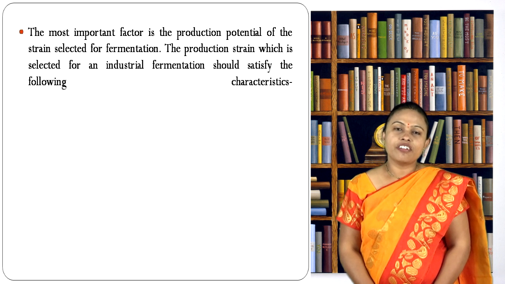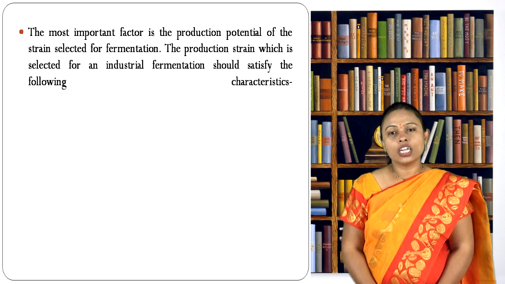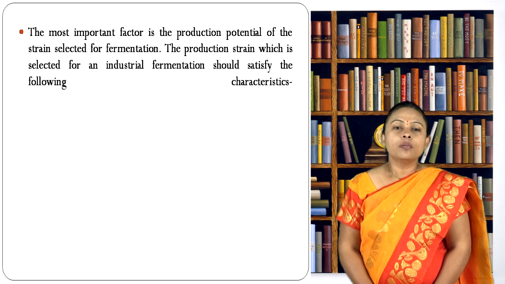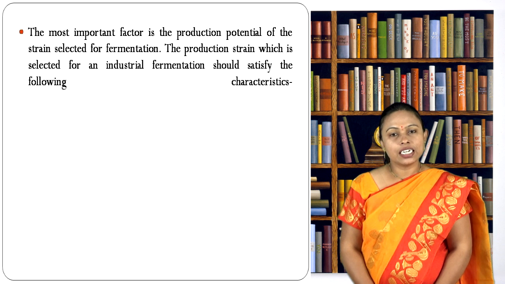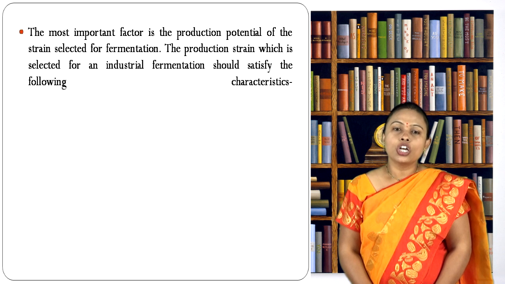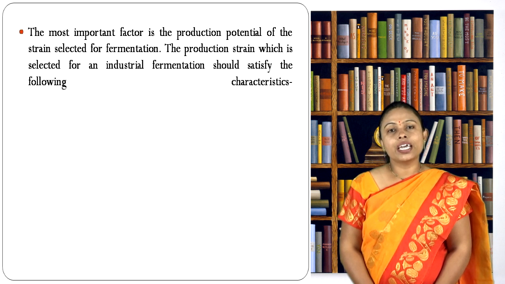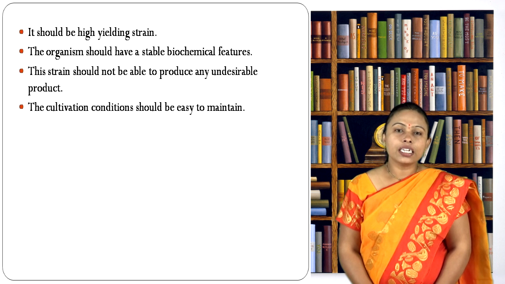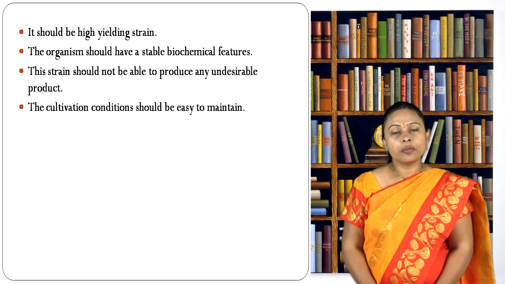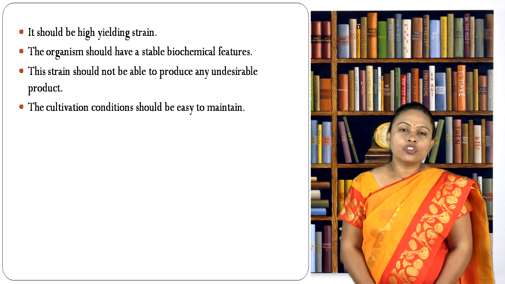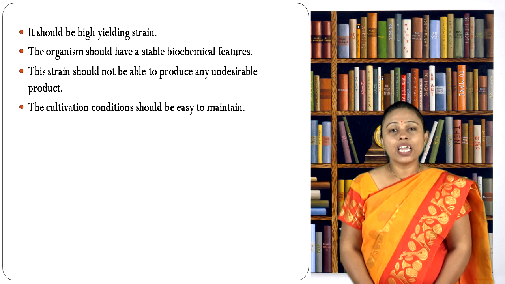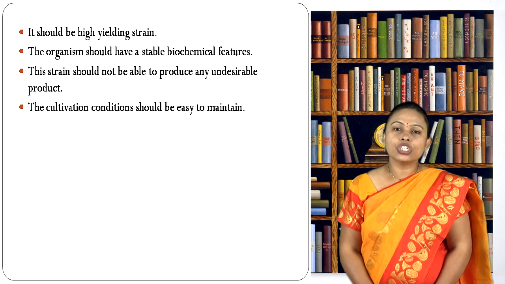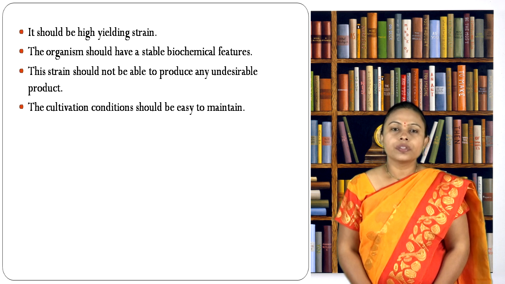The most important factor is the production potential of the strain selected for fermentation. The production strain which is selected for industrial fermentation should satisfy the following characteristics. It should be a high yielding strain. The organism should have a stable biochemical feature. This strain should not be able to produce any undesirable product. The cultivation conditions should be easy to maintain.